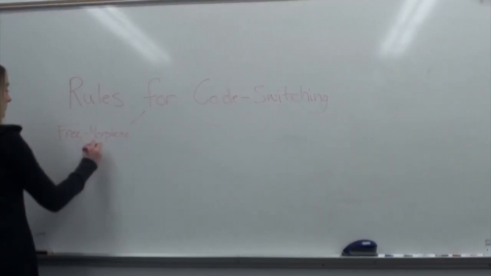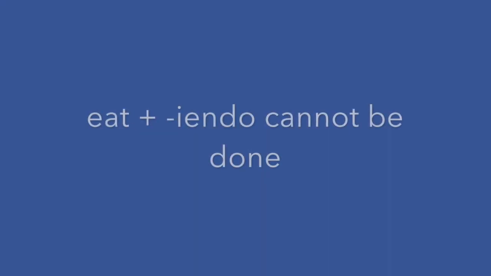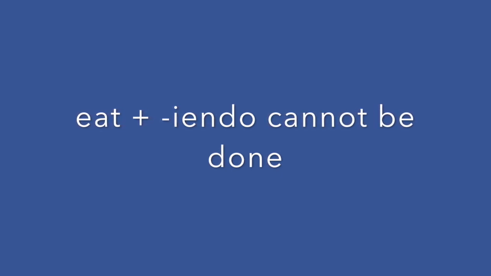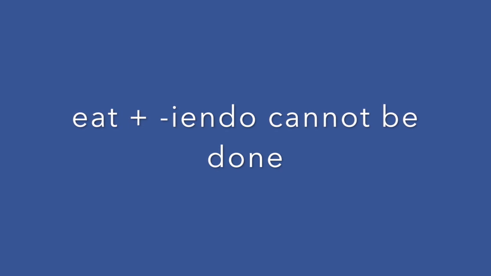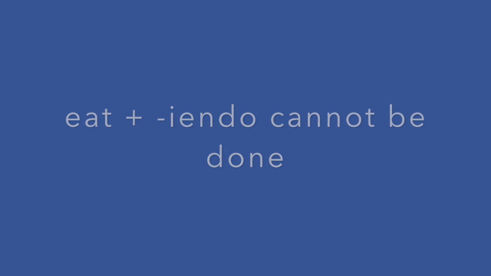Free morpheme constraint. Bound morphemes cannot be switched in a sentence. For example, to combine the English root eat and the Spanish bound morpheme iendo, which means ing, it's not possible because eat is not integrated into Spanish phonology. If there is a switch between lexical, free, or bound morpheme, the integration of both morphemes is required.